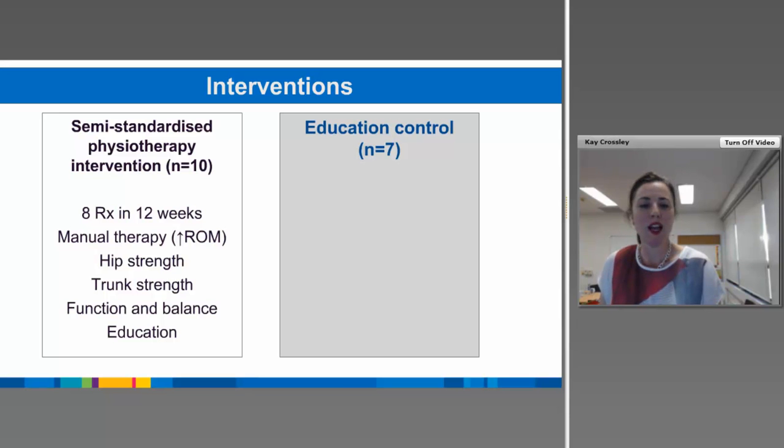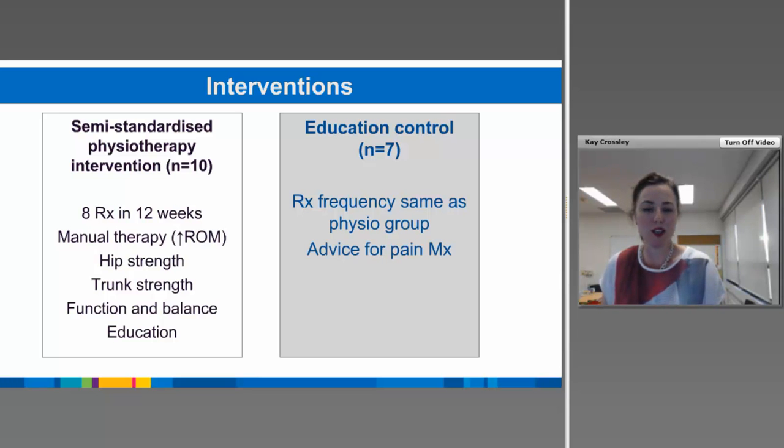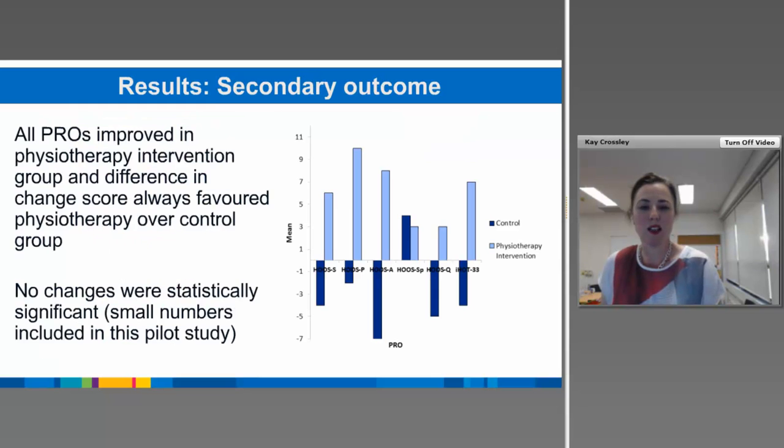And our second group was an education control group, who had treatment frequency the same as the physiotherapy group, so they had 8 treatments in 12 weeks. Within their education, they had advice for pain management, advice for general exercise, and advice regarding weight management.